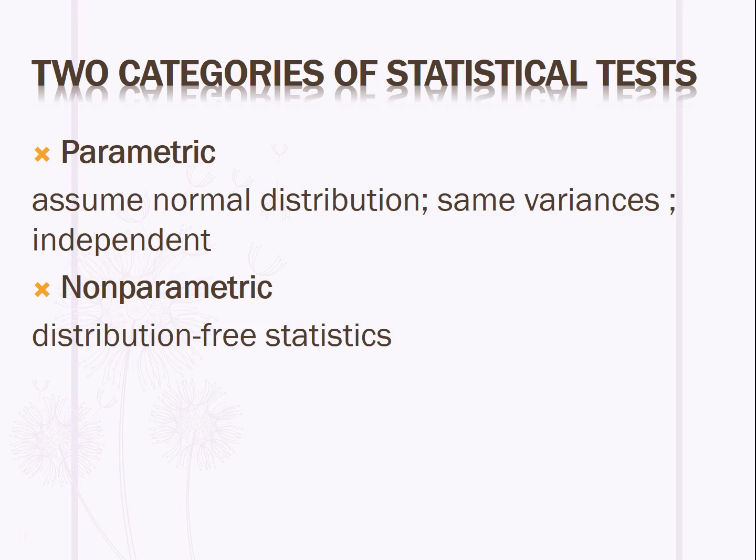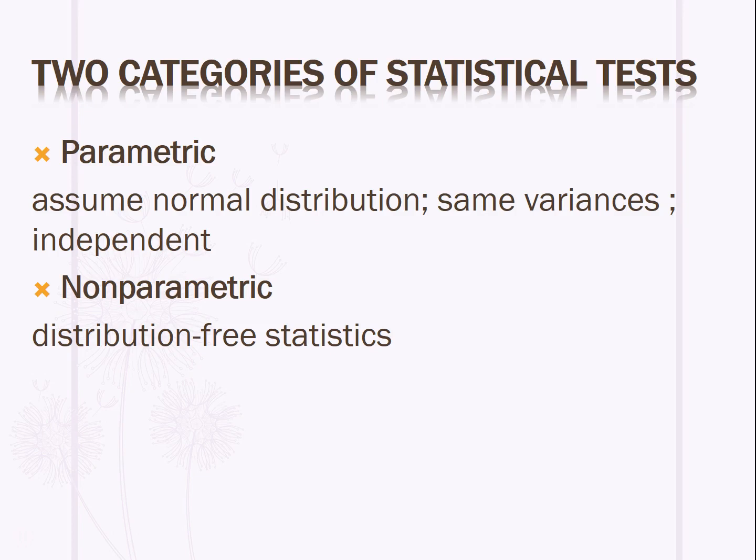Parametric tests have three assumptions about the distribution of the data. 1. The population from which the sample is drawn is normally distributed on the variable of interest. 2. The samples drawn from a population have the same variances on the variable of interest. 3. The observations are independent.